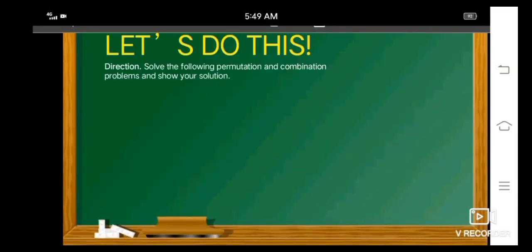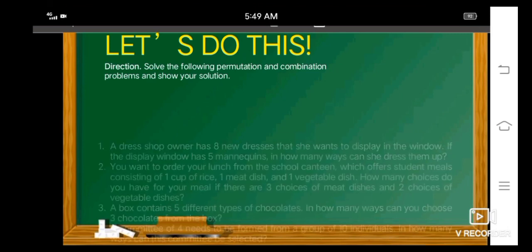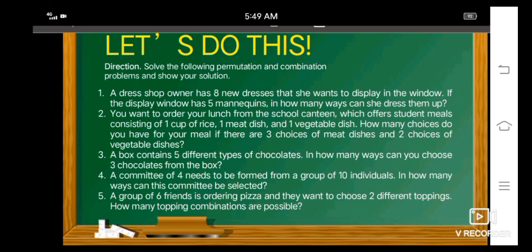So get your quiz booklet and pen. Direction: solve the following permutation and combination problems and show your solution.